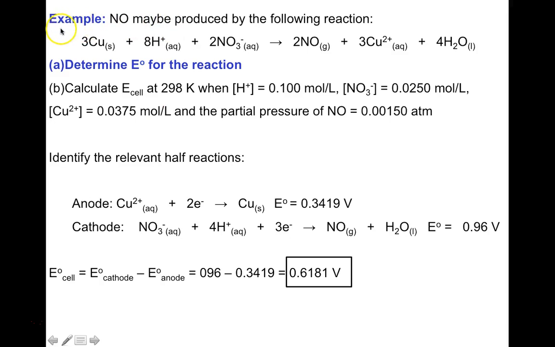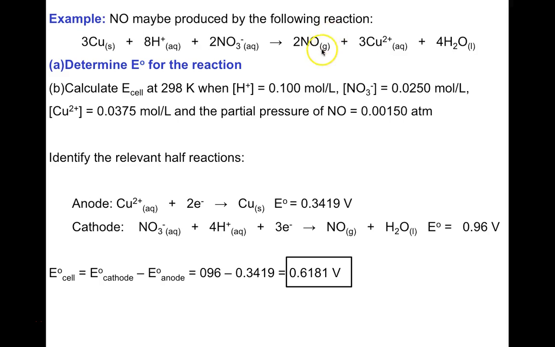So here's an example calculation using the Nernst equation. It says nitric oxide may be produced from the following reaction. Some of you guys were doing this in the lab. We take 3 moles of copper solid, react it with 8 moles of acid, in the presence of 2 moles of nitrate anion, and what happens is we end up forming 2 moles of nitrogen monoxide gas, which is a nice brown color, and the copper solid is oxidized to copper 2+, which dissolves into aqueous solution, giving it a nice blue color. And it's kind of a fun reaction to do.